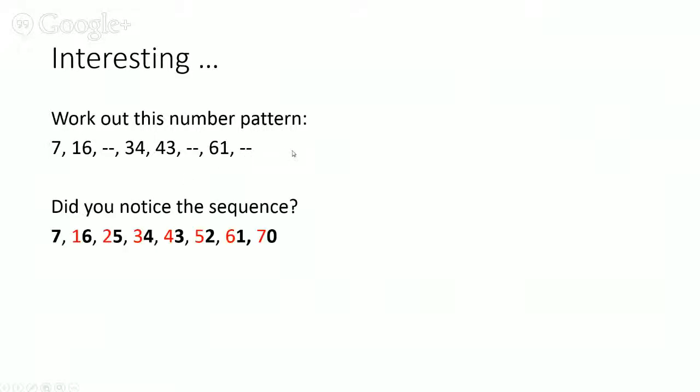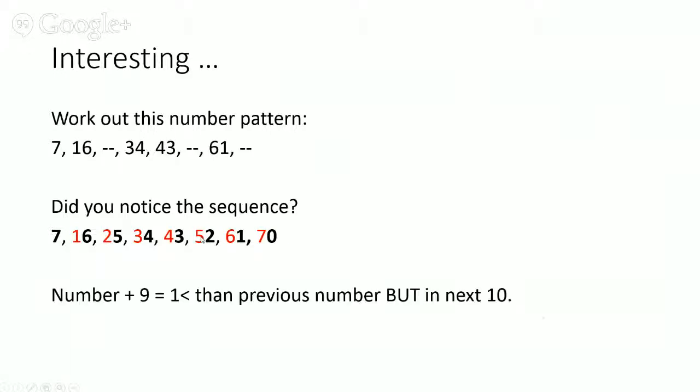All right. Did you notice the sequence? So we went from 7 to, look at the units: 7, 6, 5, 4, 3, 2, 1, 0. Right. The units decreased, but the tens increased: 1, 2, 3, 4, 5, 6, 7.